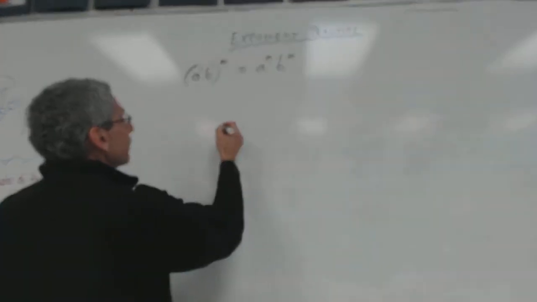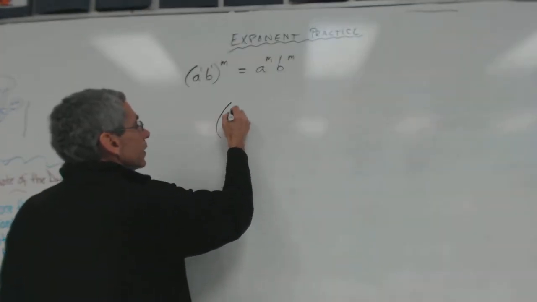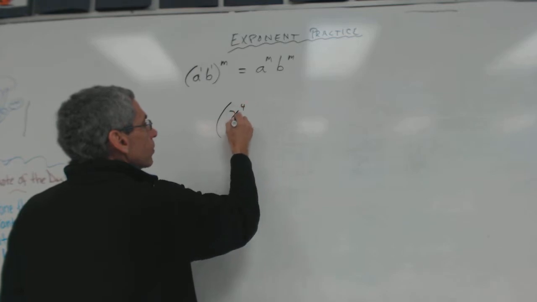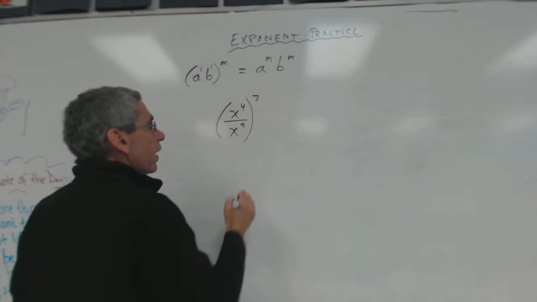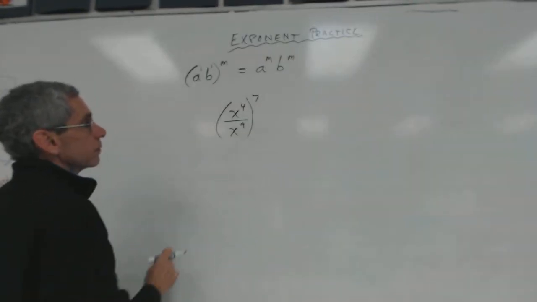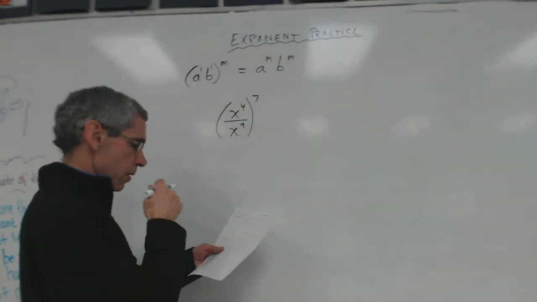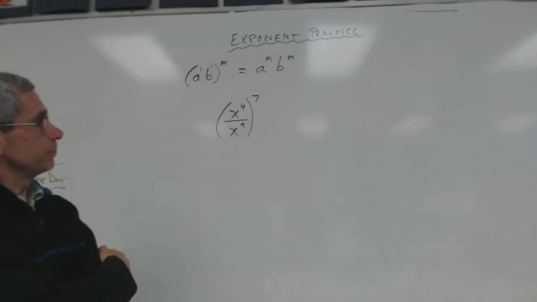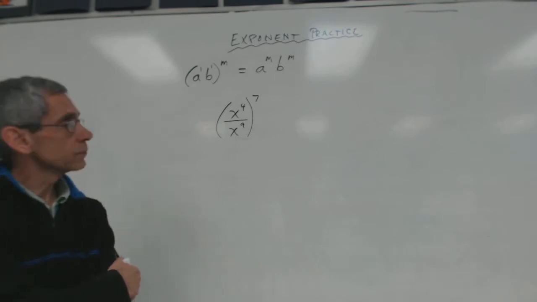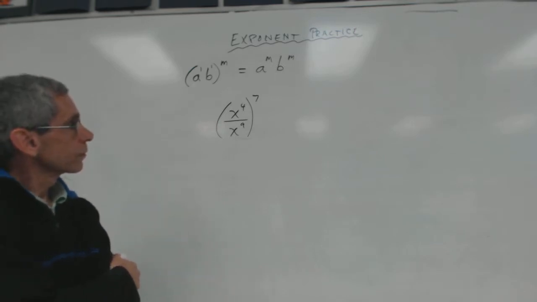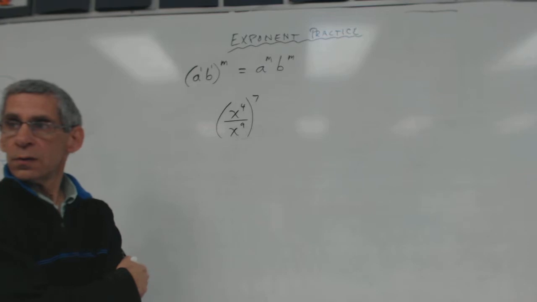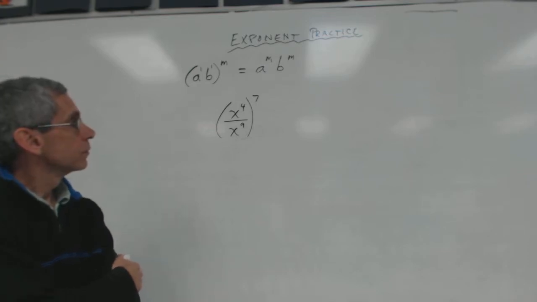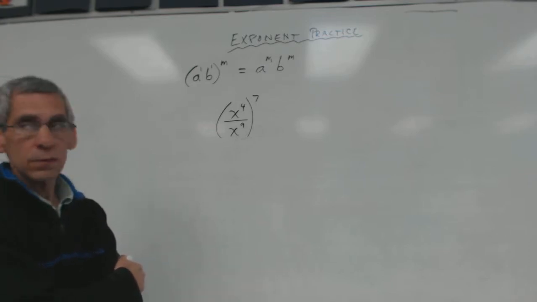So let's say we have x to the 4th over x to the 9th raised to the 7th power. Why would you pick 9? Wait a minute. Oh yeah, that's fine. 3. That's fine. Because that's going to end up as like 6. I know. It's multiplied times 7. x to the 28 over x.